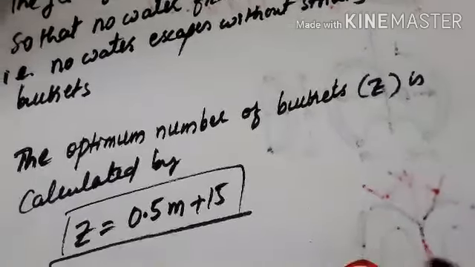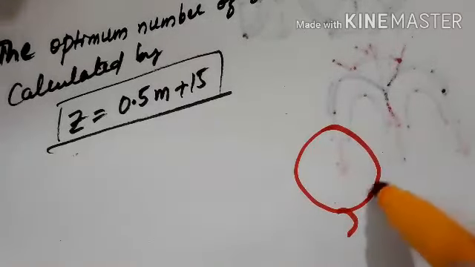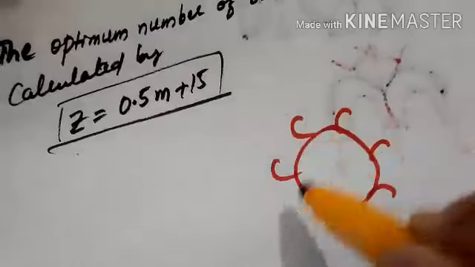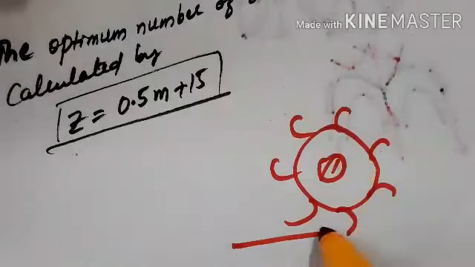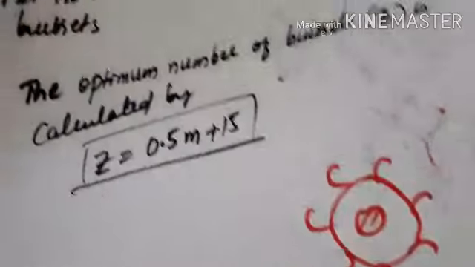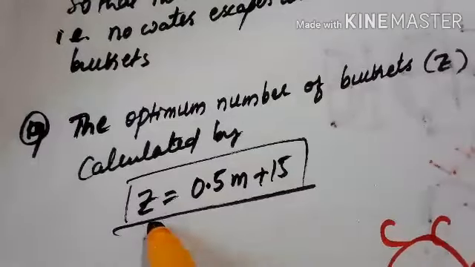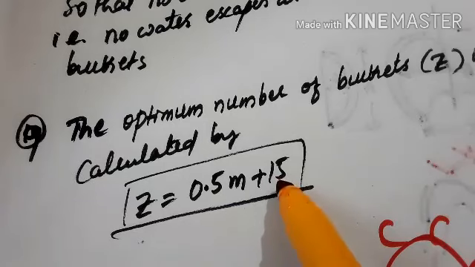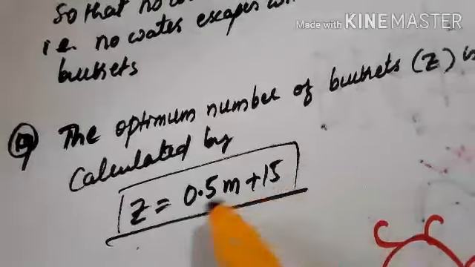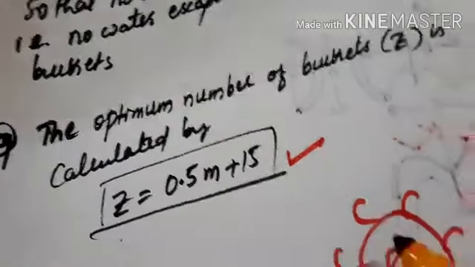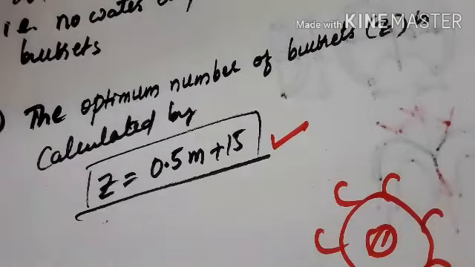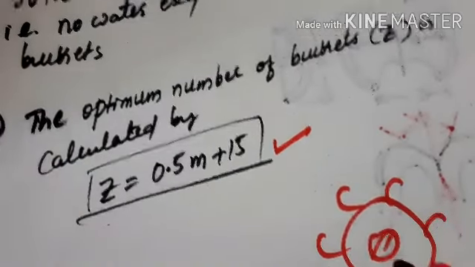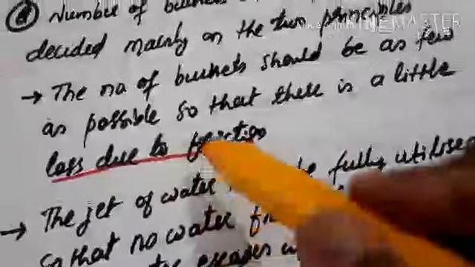This is the Pelton wheel. How many buckets are to be provided? The jet comes and hits. The optimum number of buckets is given by Z equal to 0.5 times M plus 15. By using this we can get the optimum number of buckets, so that these two principles can be satisfied.